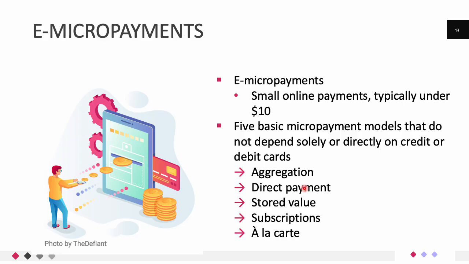And then direct payment, which is exactly what it sounds like, a stored value, which works like your Easy Card, where you preload money. And then subscription, like your Netflix or YouTube Premium monthly fees. And a la carte, which means you pay for each item individually as you use it.